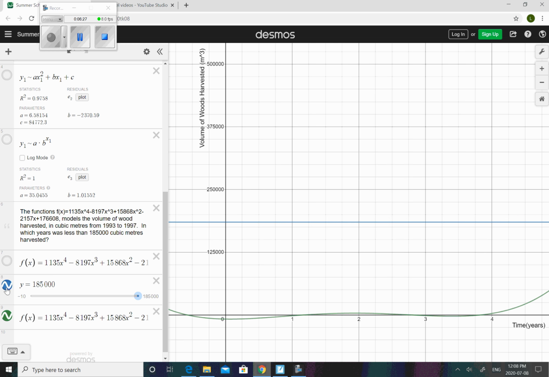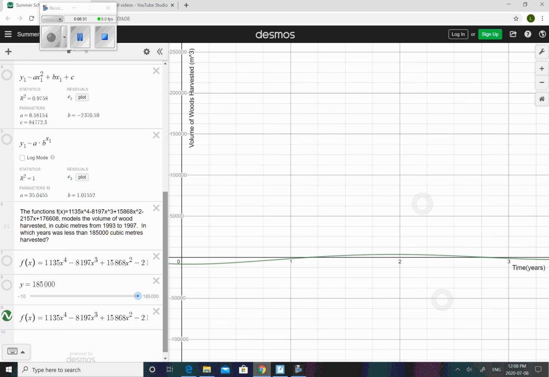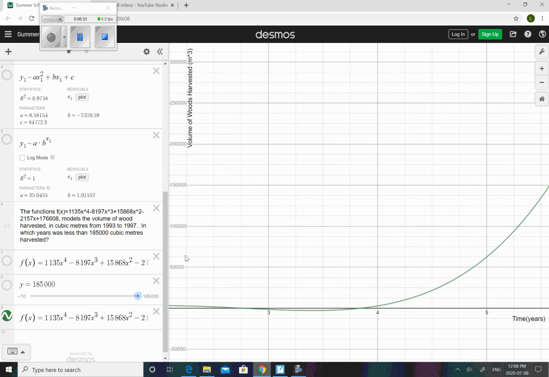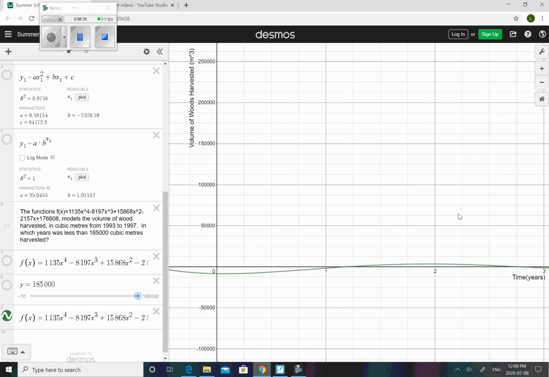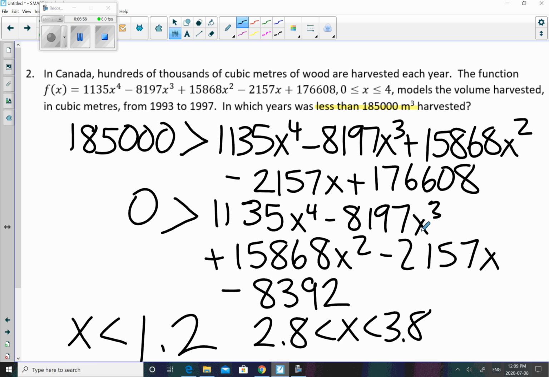So we can get rid of the red and the blue for right now and zoom in a little bit here, and hopefully we'll get the same answers. So it's up until 1.2. Again, it's below the x-axis, so when x is less than 1.2, and when x is between 2.8 and 3.8. So you get the same answer either way.